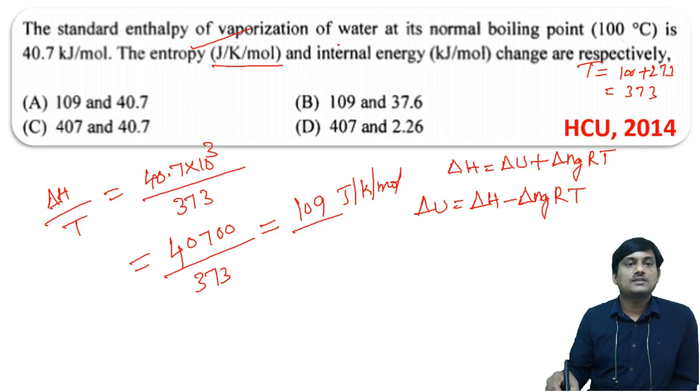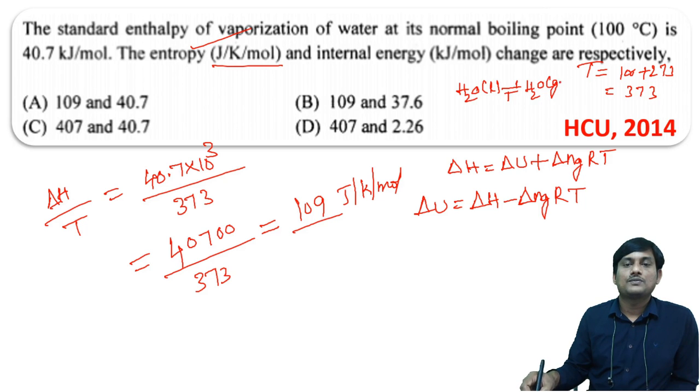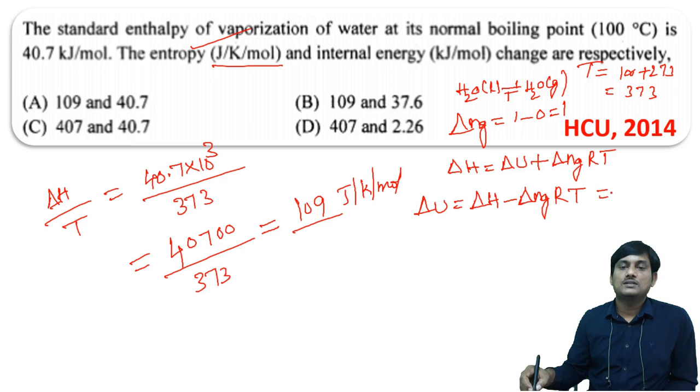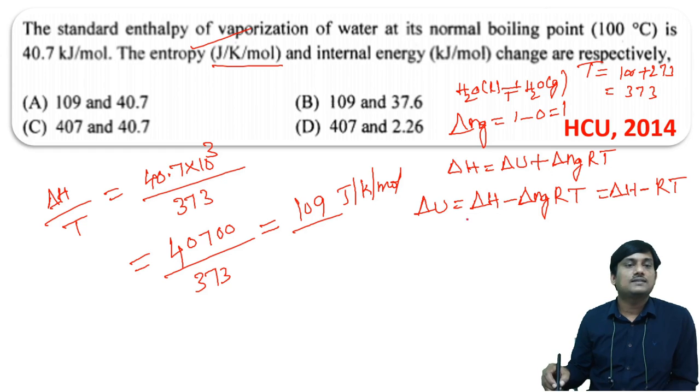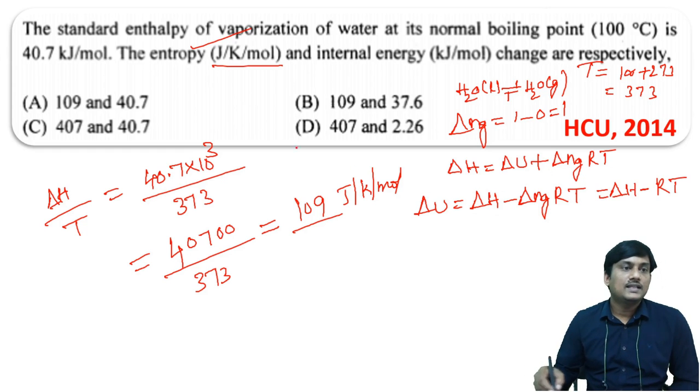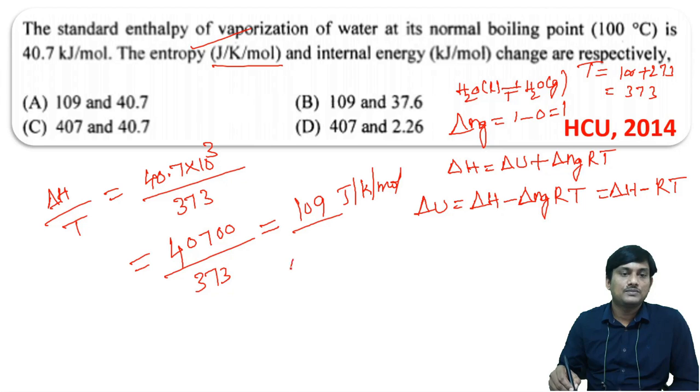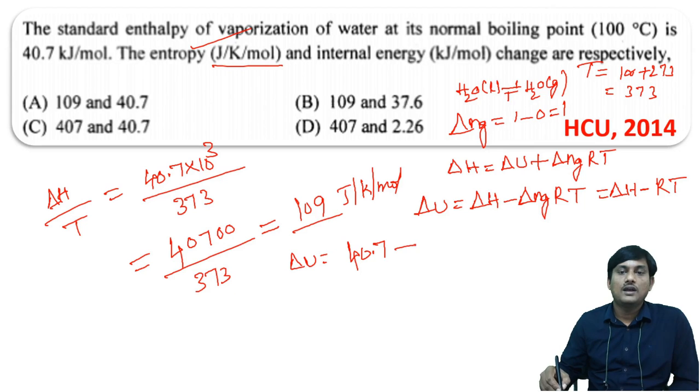Here, the vaporization of water. Suppose H2O liquid converts into H2O gas. So what is the delta Ng? Delta Ng, the number of gaseous molecules on product side 1 minus reactant side 0, so it's 1. So delta U is equal to delta H minus delta Ng RT, with delta Ng positive 1, so delta H minus RT. What is the delta H value? 40.7. So delta U is equal to 40.7 kilojoule per mole minus RT.